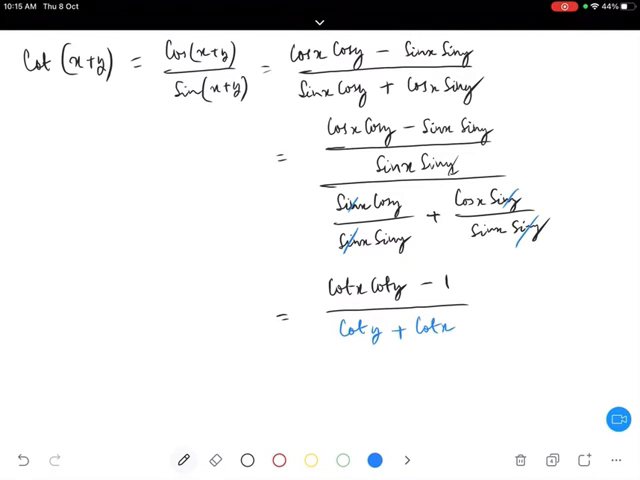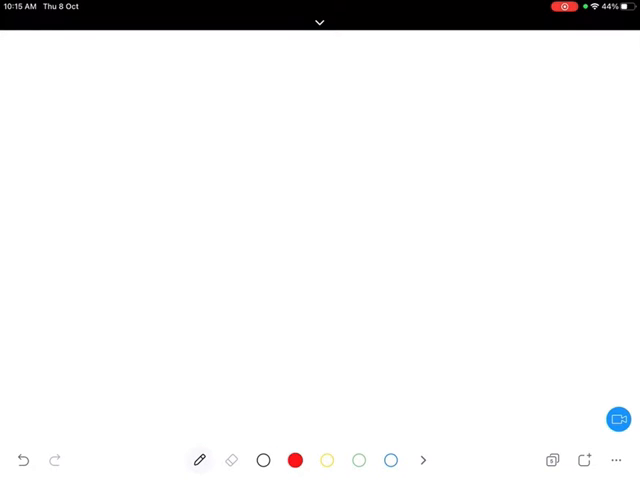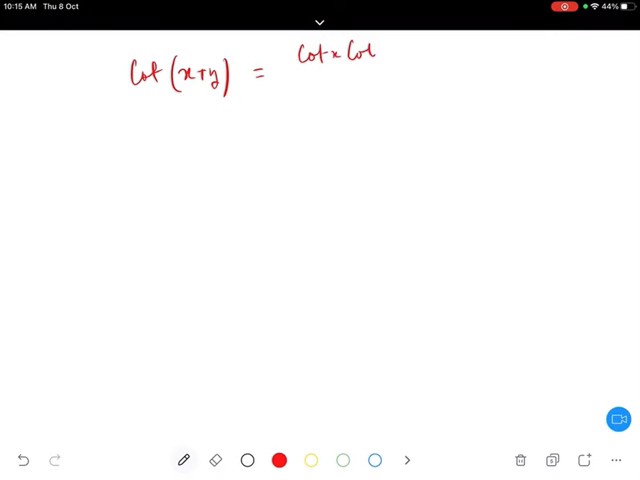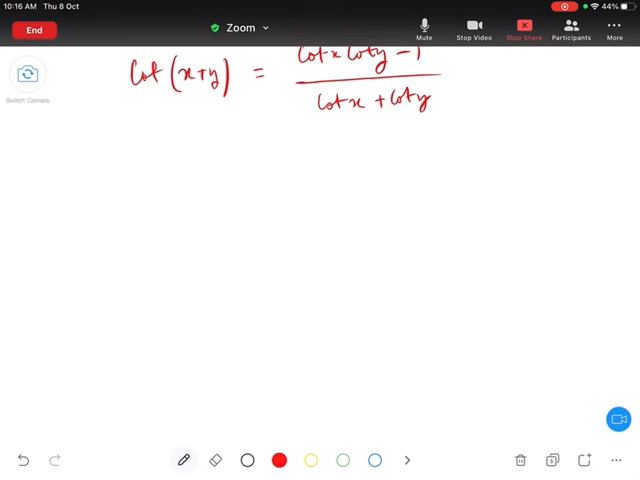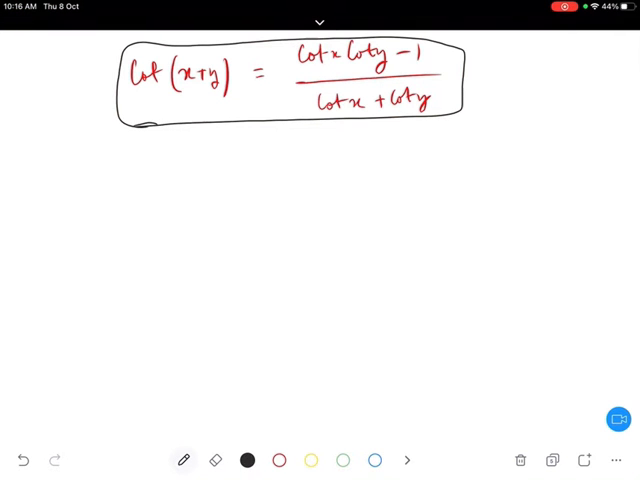So the formula which we learned is, let me write it on the next page: cot of x plus y is nothing but cot x cot y minus 1 divided by cot x plus cot y. You can write this as cot y plus cot x. It's the same thing, it's addition of two numbers. Understood? So this is another formula which we have to learn.